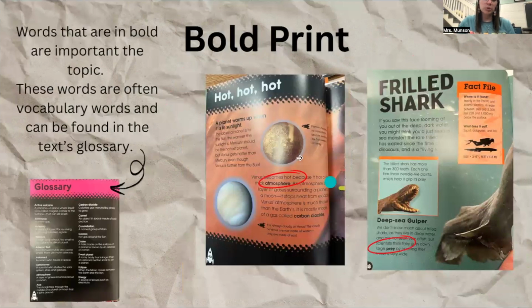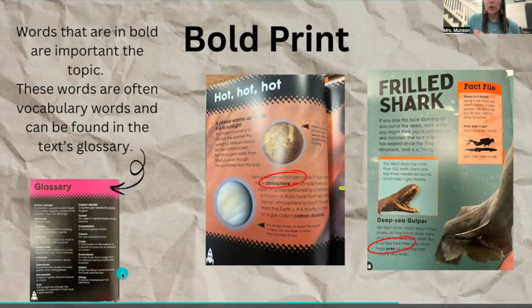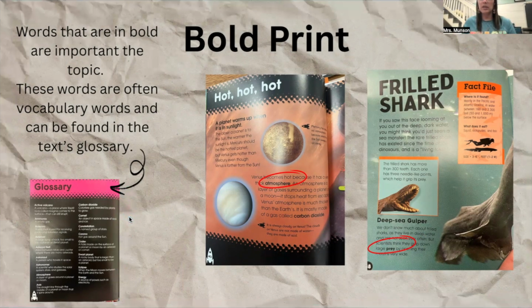Next, we have bold print. Words that are in bold are important to the topic. These words are often vocabulary words that you then can find in the glossary. Many nonfiction texts have a glossary, which is like a dictionary, but it's only words that are found in that text. Most of the time, the words in the glossary are the words that were bolded throughout the text.